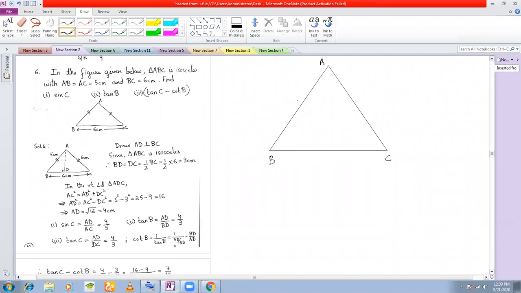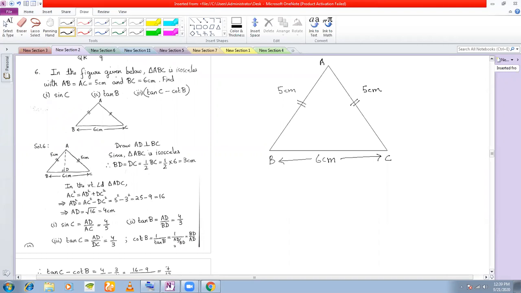ABC is a triangle in which these two sides are given to be equal. This side is given to be 6 centimeters. AB is equal to AC, given to be 5 centimeters. That means these two are 5 centimeters, 5 centimeters. The question here is find sin C.